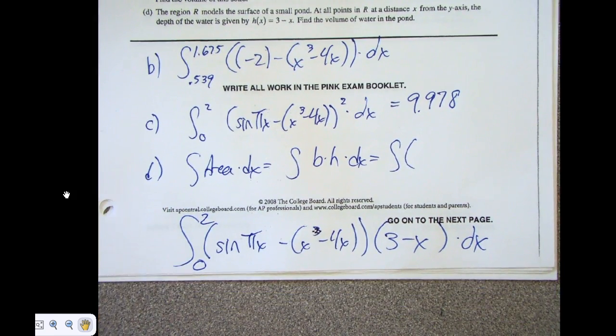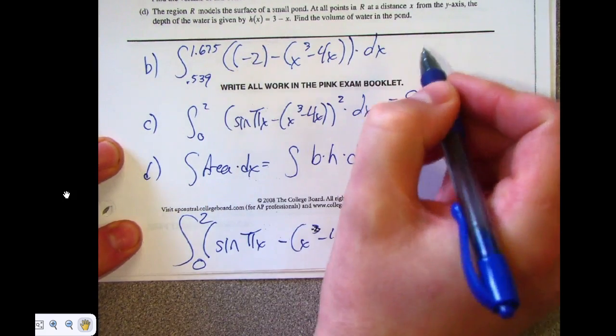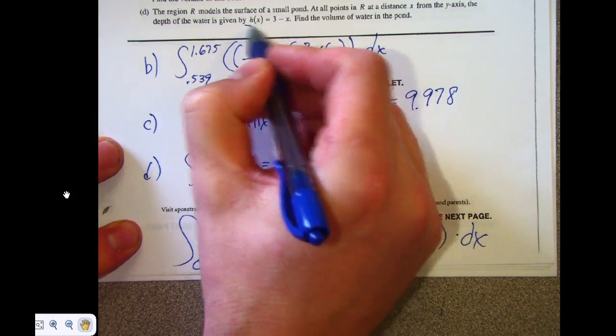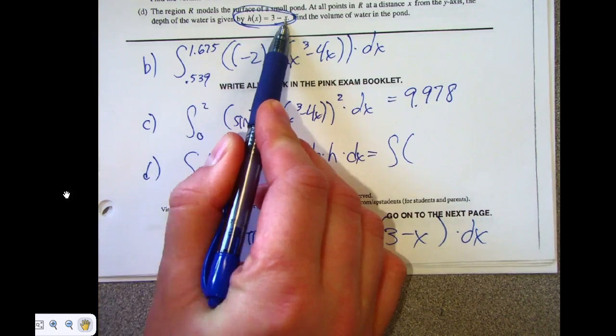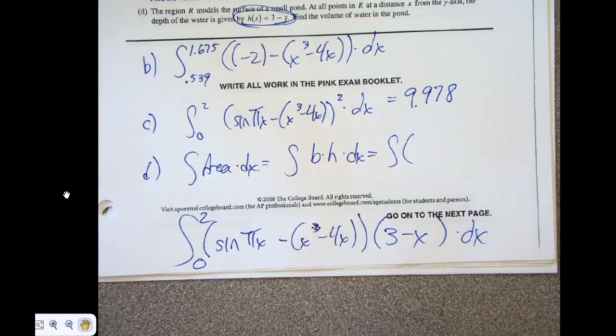How do we know that it's x? Is it because it says distance x from the y-axis? I hate that phrase. Me too. It's ridiculous. They gave me an equation where the depth has an x value in it, so then I'm kind of stuck using x values at that point.